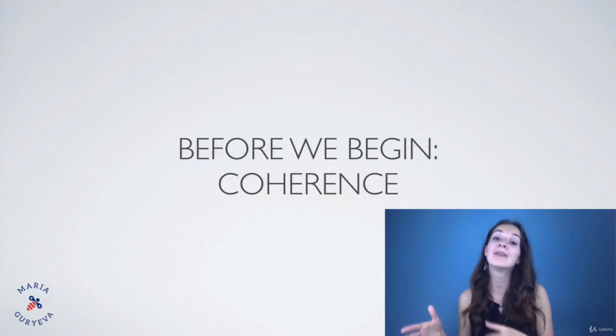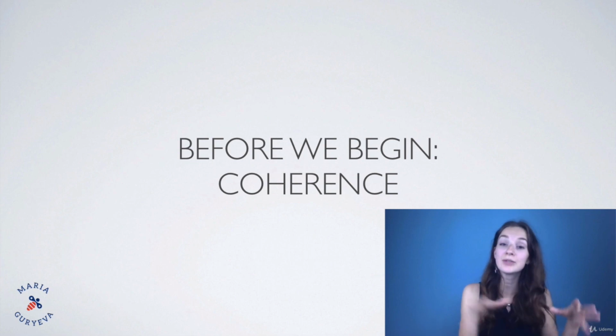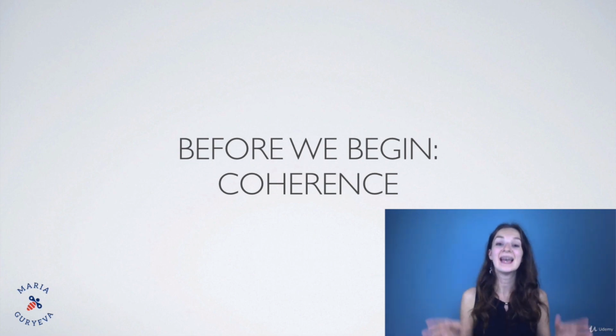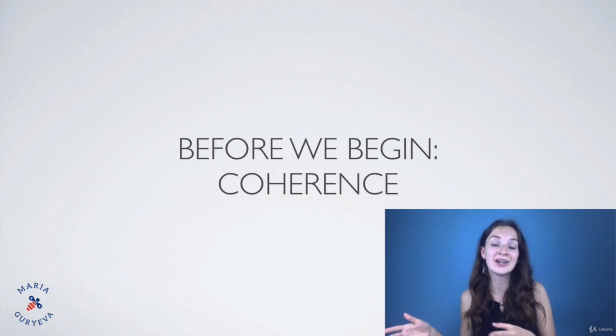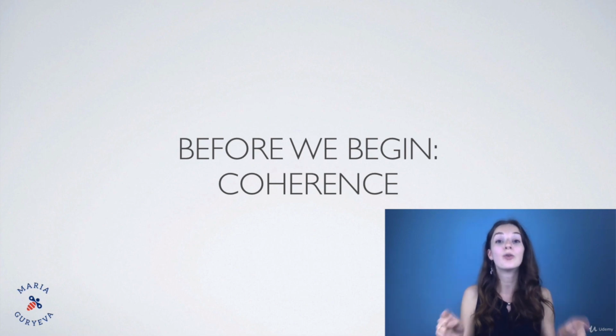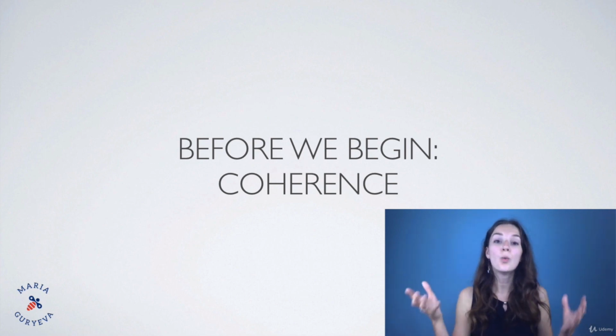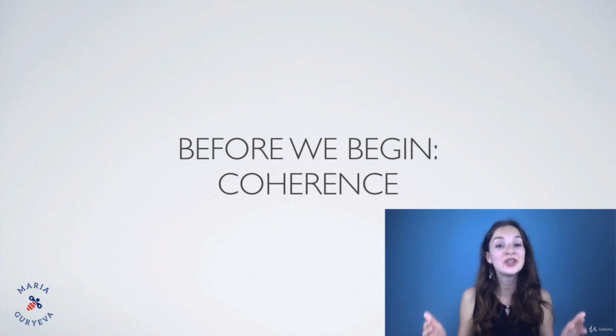Another thing that we have to talk about before we start talking about writing number 1 and writing number 2 specifically is coherence. Coherence is another criteria which is super important for both of your essays. That is why we need to work on coherence. What is coherence? Coherence is how well developed and how logical is your text.